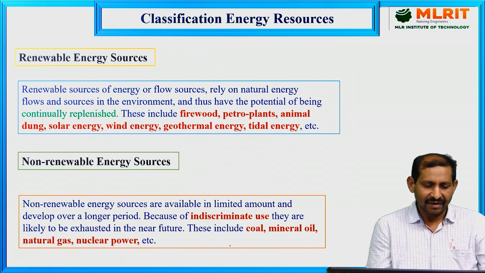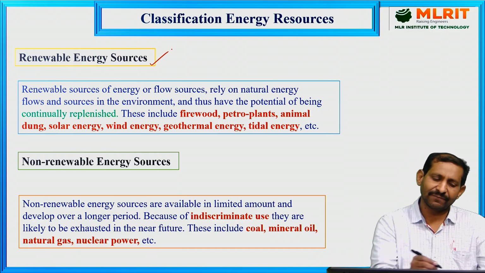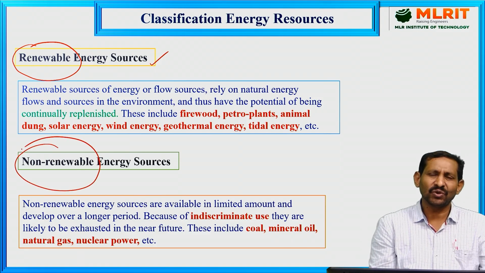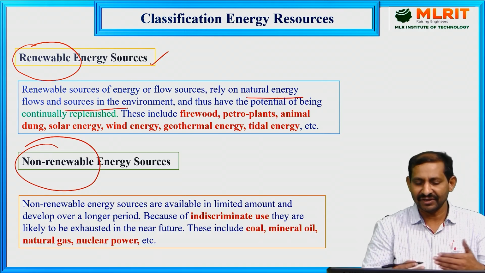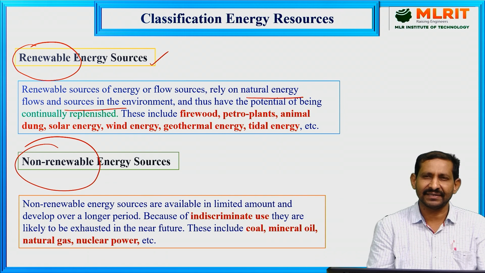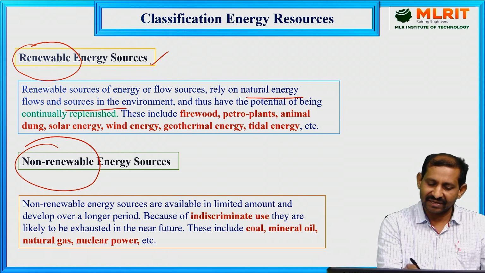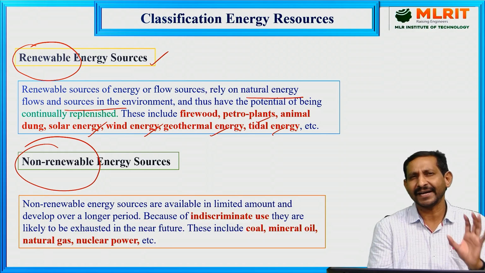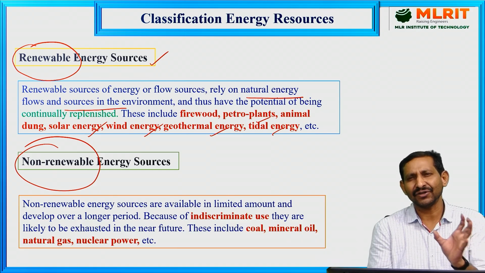Now coming to the classification of energy sources. There are two types of energy sources. The first one is renewable energy sources. The second one is non-renewable energy sources. Renewable energy sources rely on natural energy sources that are continuously refreshed and restored in the environment or atmosphere. For example, plants, animals, solar energy, wind energy, geothermal energy and tidal energy. These all come under the category of renewable energy sources. Simply put, they are refreshed continuously.